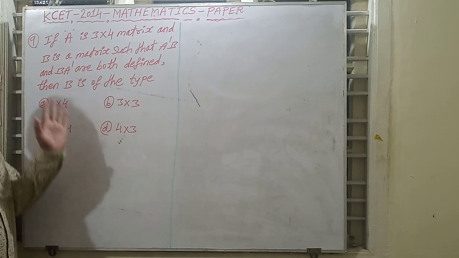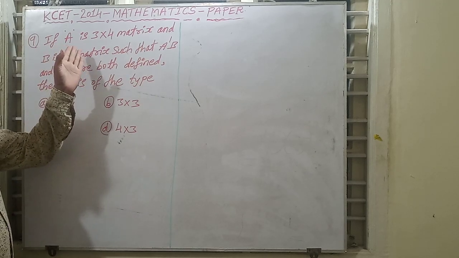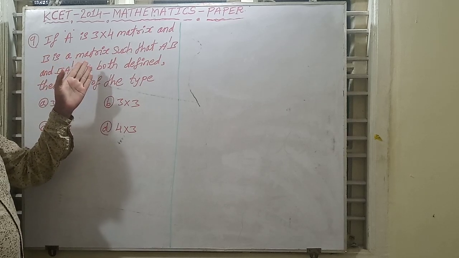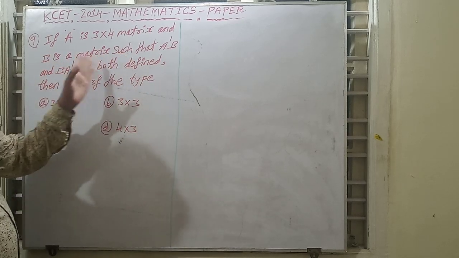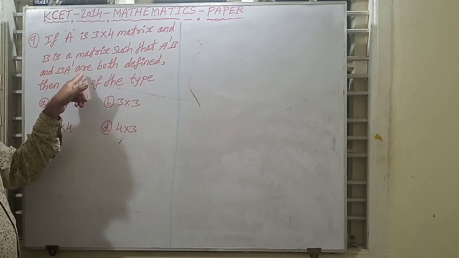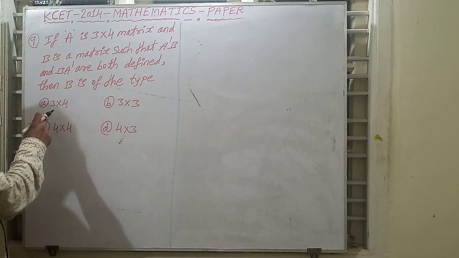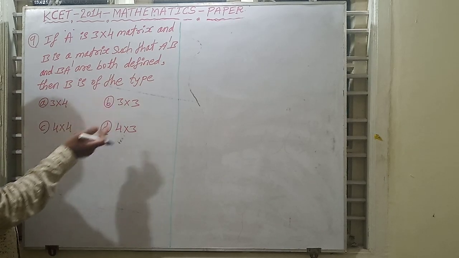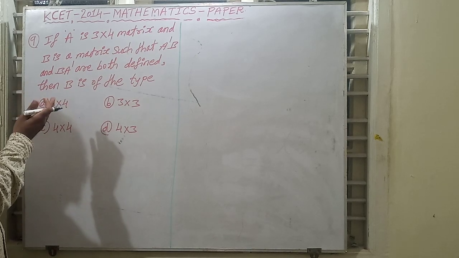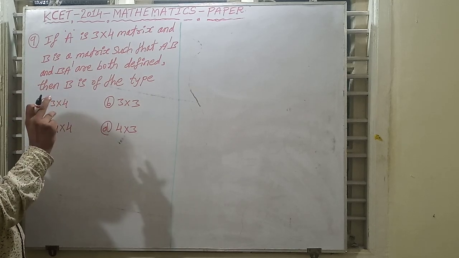So now let us move on to the 9th question. If A is a matrix of order 3 cross 4 and B is another matrix, we have to find the order of the matrix B such that A dash B and B dash A both are defined. Then find the order of B. Option A 3 cross 4, option B 3 cross 3, option C 4 cross 4, option D 4 cross 3.